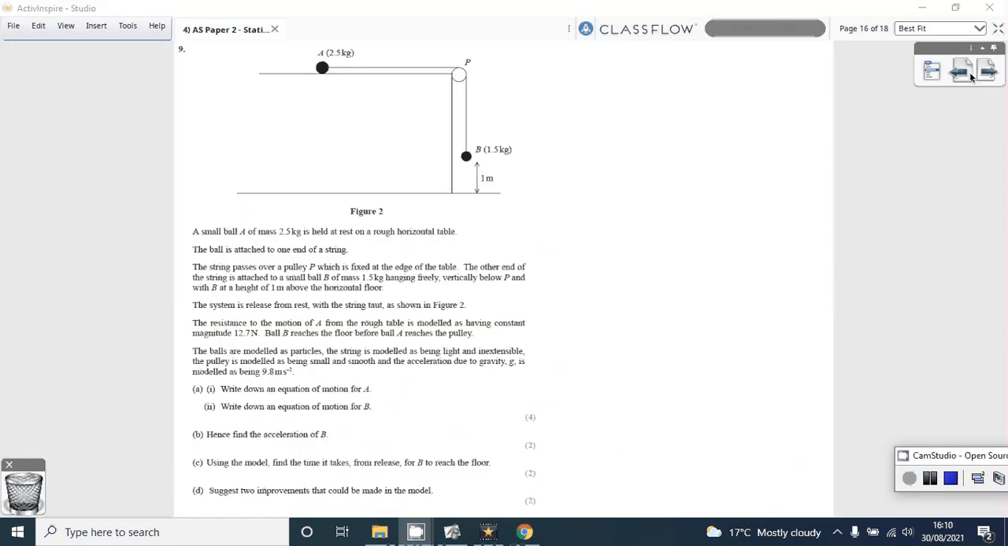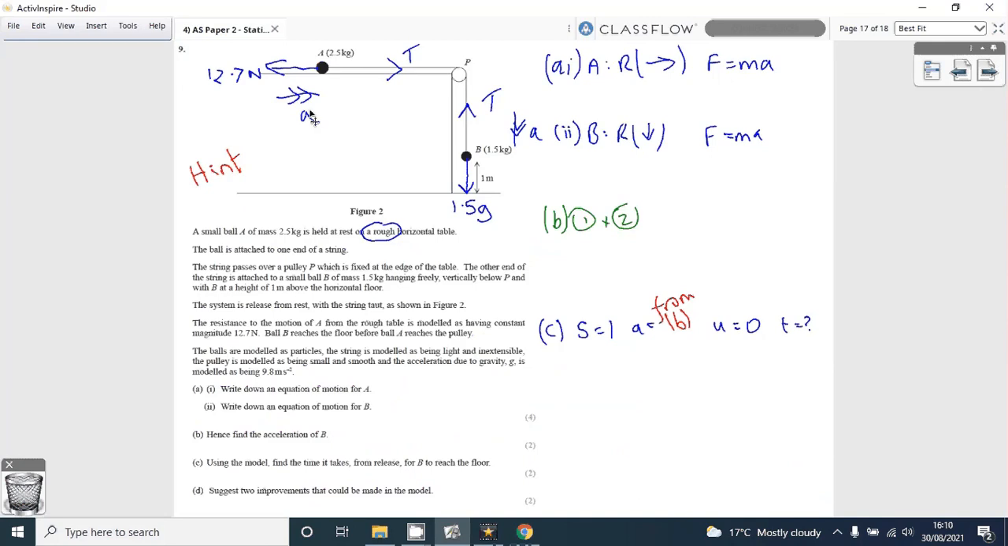Question 9. So for the hint, I've given you the diagram. So remember, the two tensions point towards the pulley, and then we're told it's a rough table, and we're told that the resistance is 12.7. So obviously that's going to the left. It's resistance that's fighting against the movement, and we know that the weight of B is going to be 1.5 G. So we've got these four forces in play: 12.7 resistance, tension, 1.5 G weight.